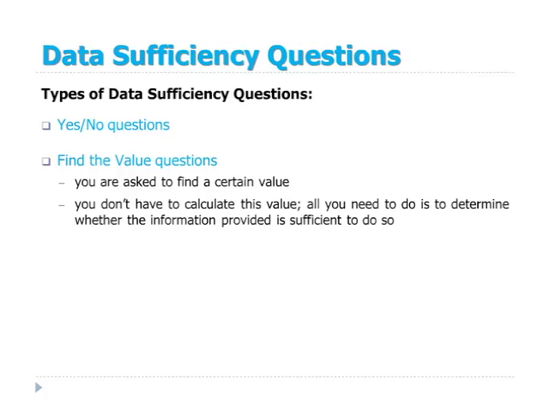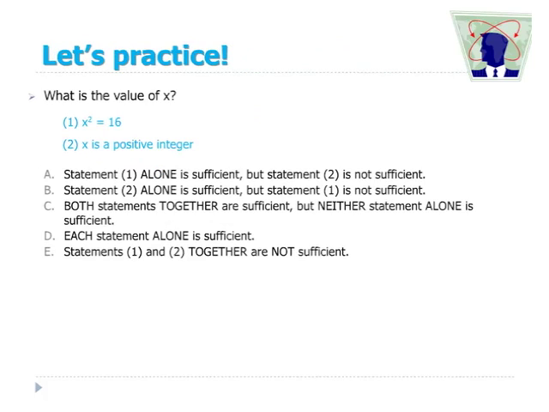Another important point about find the value questions is that you have to find one possible value. For example, what is the value of x? From statement 1, we know that x squared equals 16, and statement 2 says that x is a positive integer. From statement 1, we can determine that x is 4 or negative 4. However, in order for the statement to be sufficient, we must be able to find only one value, and thus this statement alone is not sufficient.